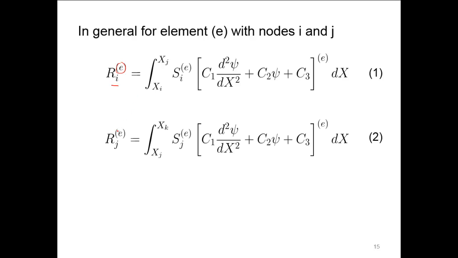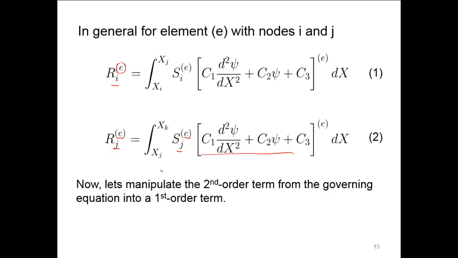All right, and the residual for node J in that element is the shape function of node J in an element times the governing differential equation integrated over the distance from J to K. All right, so that's our two different residual equations. So now let's manipulate the second order term from the governing equation into a first order term.